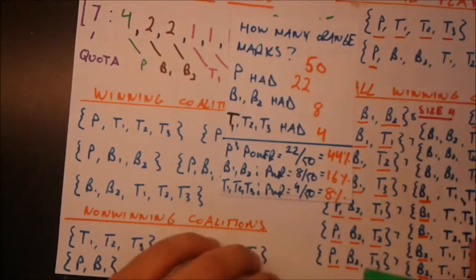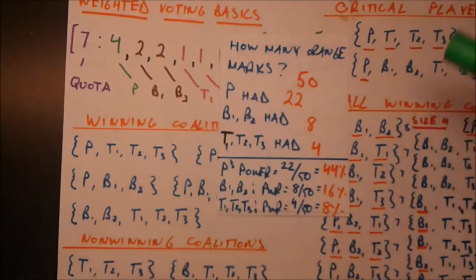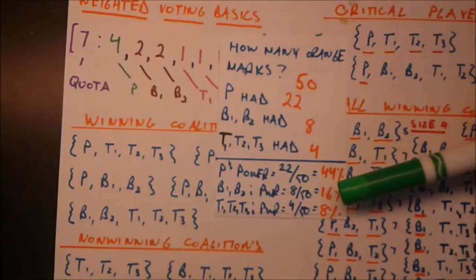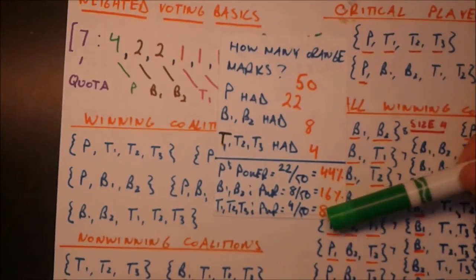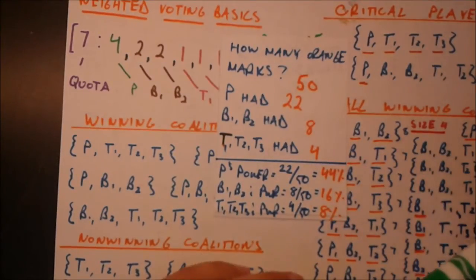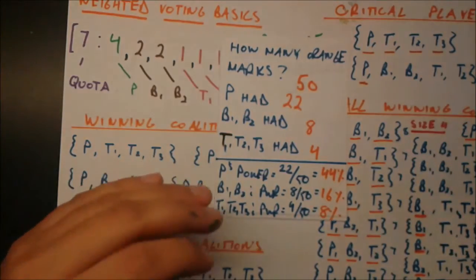And a quick check to make sure we did this correctly is to see if this adds up to 100%. So we would do 44 plus 2 times 16 plus 3 times 8, and it turns out that does add up to 100%. So we have calculated correctly all the different power.